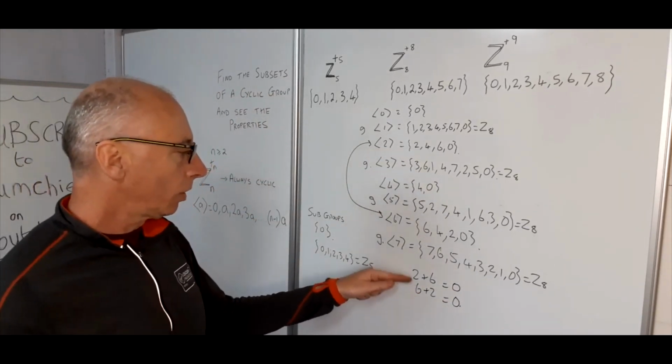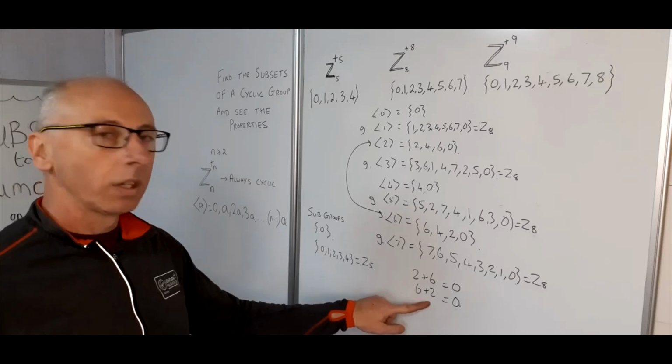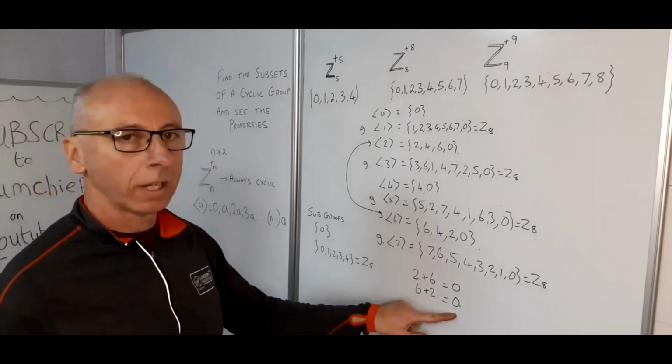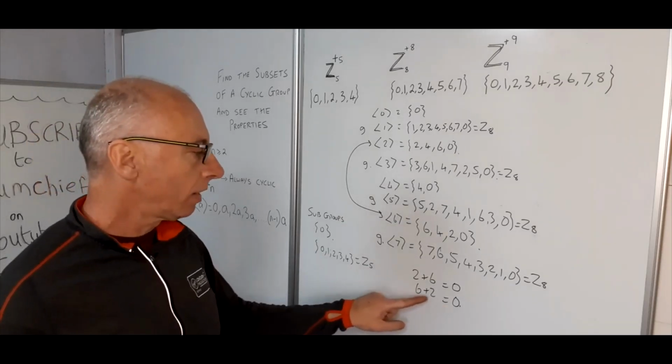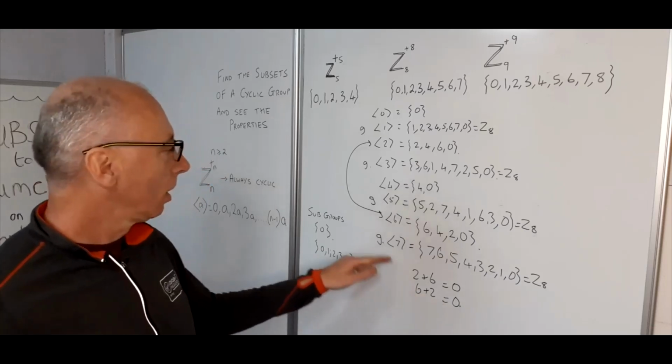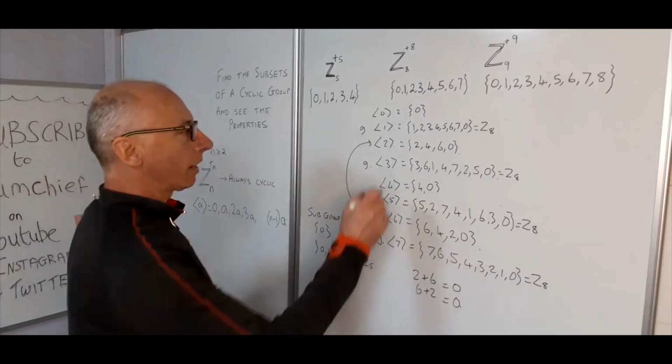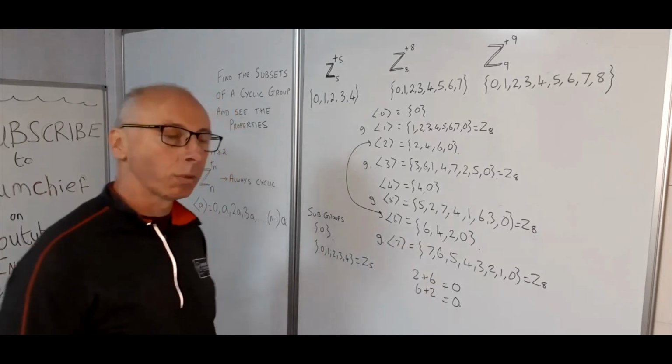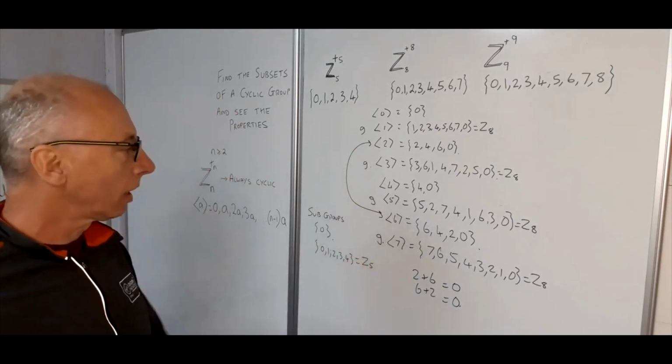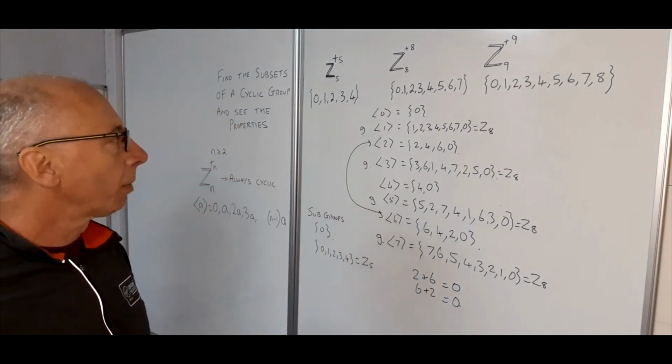So which two elements compose to form the identity element? We know that these are inverses of each other. So therefore we'll see here that these will also form the same subgroup. So that's one other property that we can see in this group.